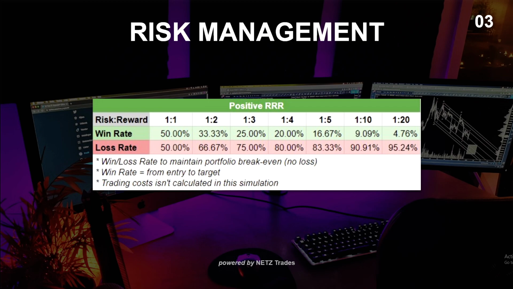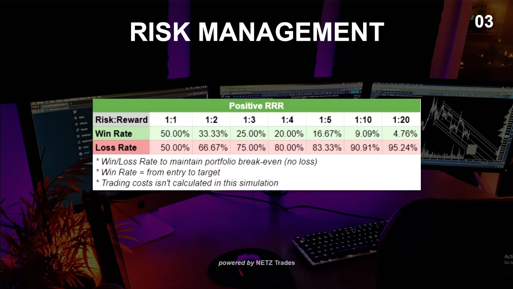But that's the power of risk management. Now let's take it a step further. Let's say you have a 3-to-1 risk reward. Then you would only need a 25% win rate to break even, so anything above that, you would be making money. If we keep going, a 4-to-1 needs 20%, a 5-to-1 needs 16%. If you have a 10-to-1, you only have to win 1 out of every 10 trades to break even.